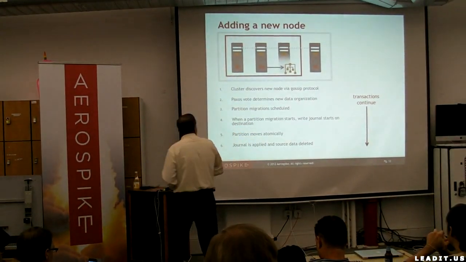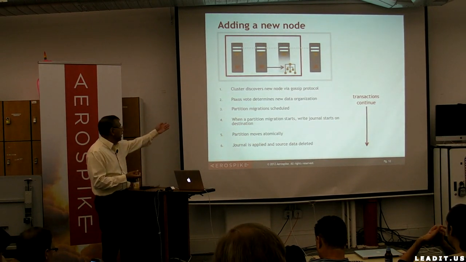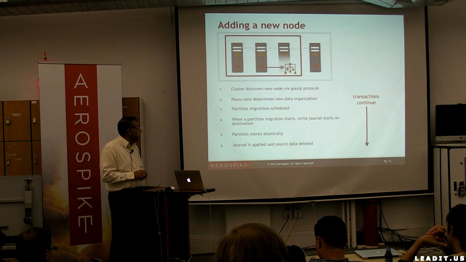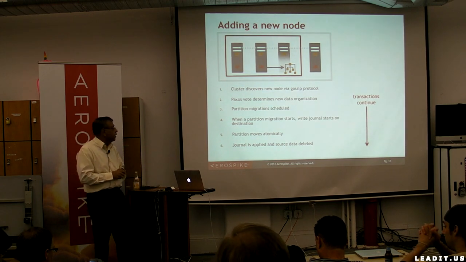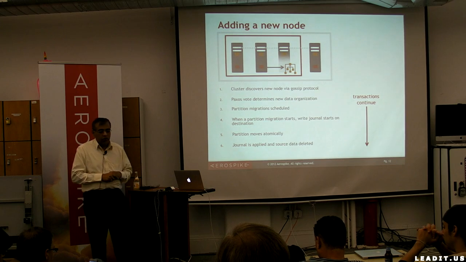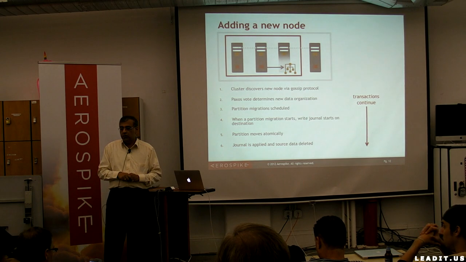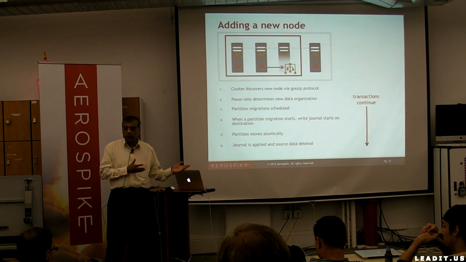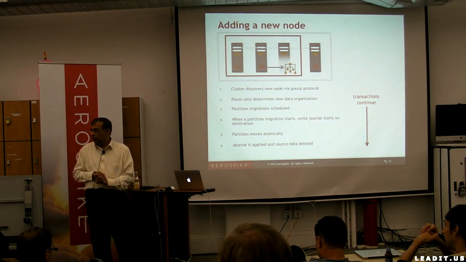So when you add a new node to a cluster, I talked about it a little bit, but it's worth spending some time on this. The Paxos algorithm determines the new cluster size. The partition migration is scheduled immediately. However, we throttle these migrations because these are essentially transferring entire partitions across. If you go at a high enough rate, you could saturate the network between the cluster nodes, and so nothing else will happen.